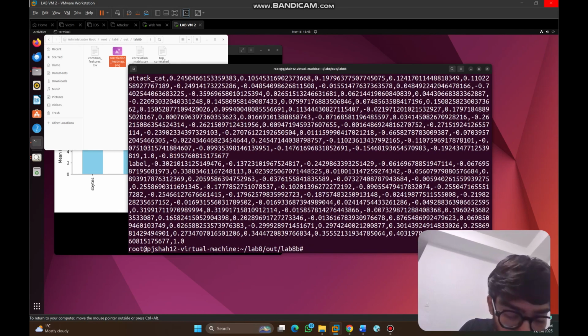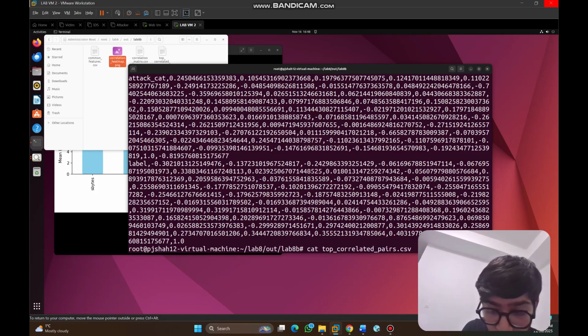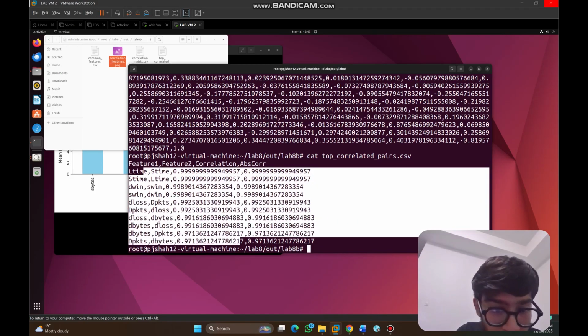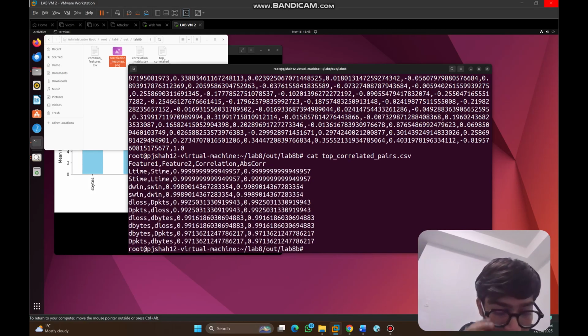So this is the metric file. Then we're going to go to the cat top. These are the featured one-two correlations. These are the top features which we got from the second task, correlated, and these pairs are important for understanding which attributes move together and may influence the network jointly.